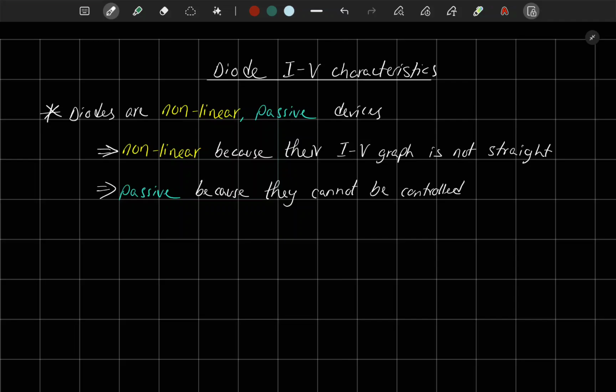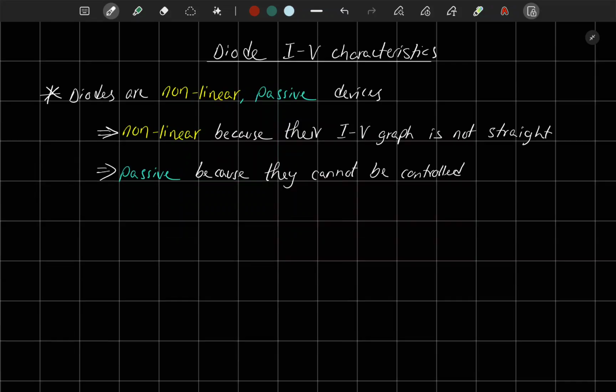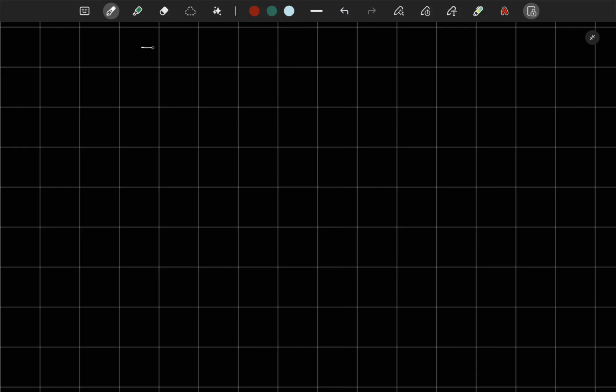In the previous video, I had mentioned that diodes are uncontrollable switches. So they are switches, but they cannot be controlled, and that is why they are a passive component. And we will learn why their IV graph is not straight. Why is it non-linear? But first, we will start with an ideal diode.